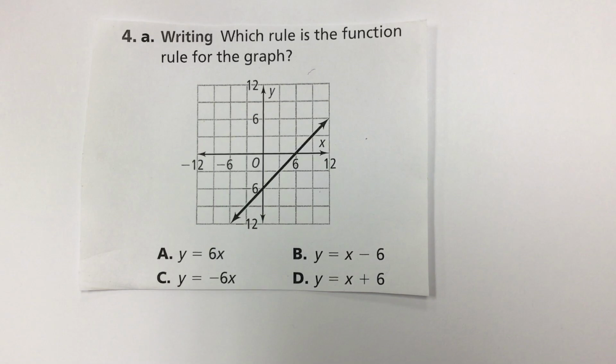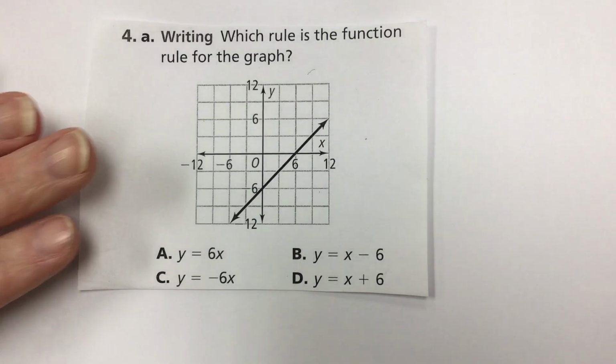Which rule is the function rule for the graph? Here we have a graph drawn, and we have to choose between our four choices which equation represents the graph that is drawn. We know this is a line, okay? All of my choices are in the form of y equals mx plus b.